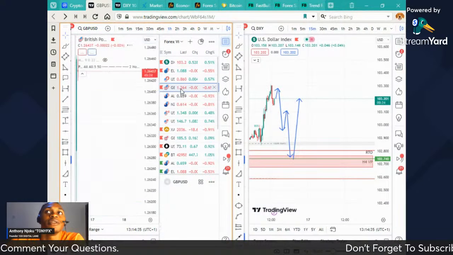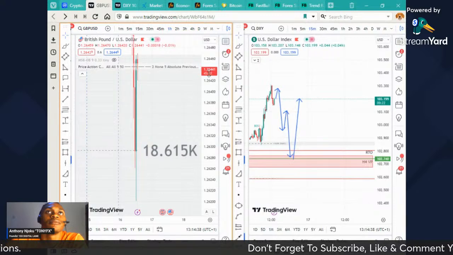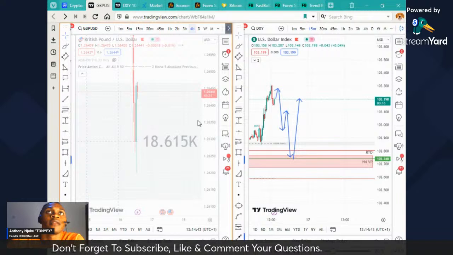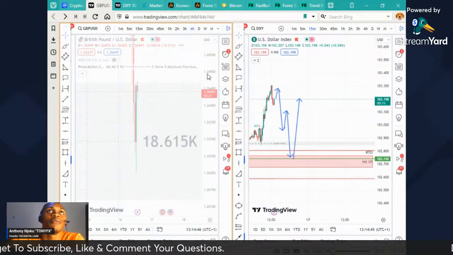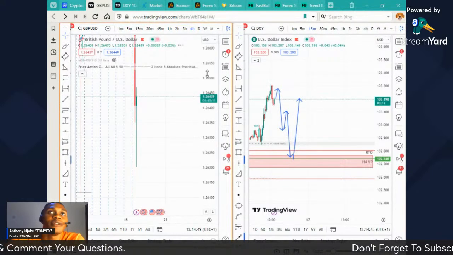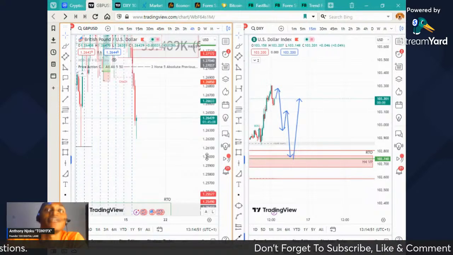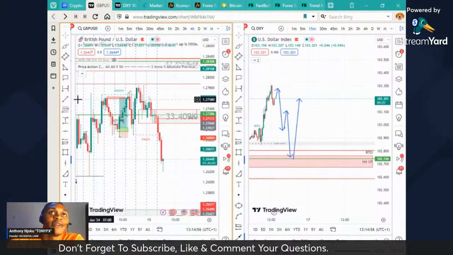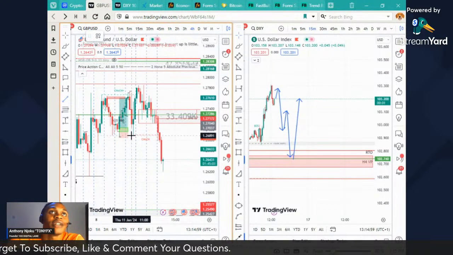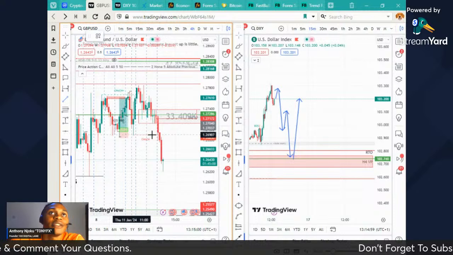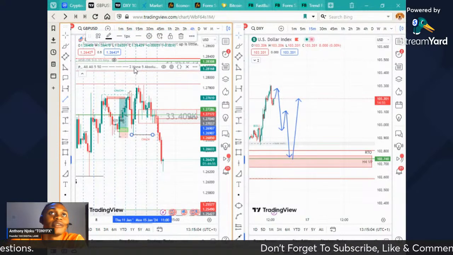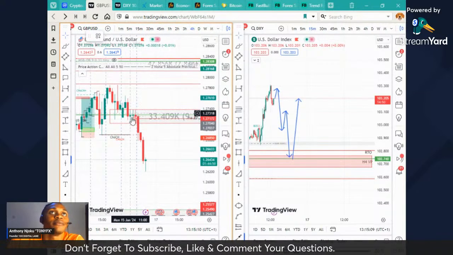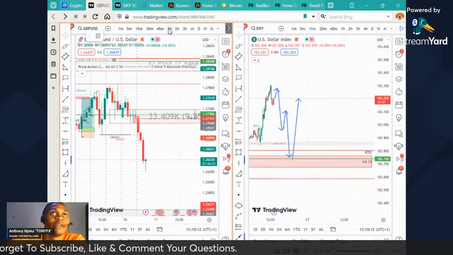GBPUSD. GBP had its own drop too, and we're anticipating a sell too. Like I told you on GBP on Sunday, I'm looking for just the sell setups for GBP, and after this drop, there was a change of character to the downside over here. This is a change of character for GBPUSD, and the last green candle has been marked with the order block.